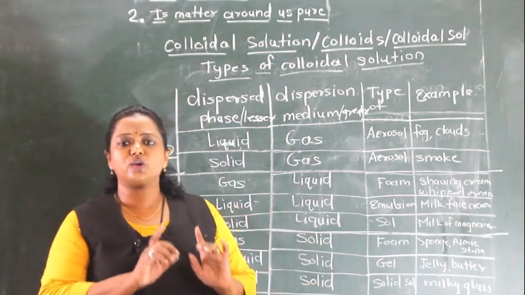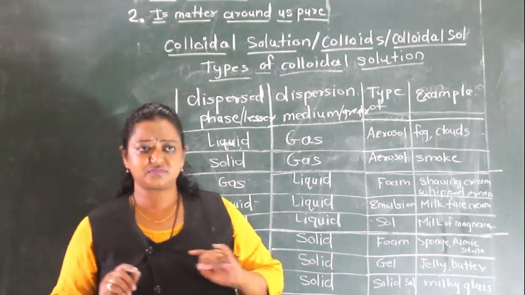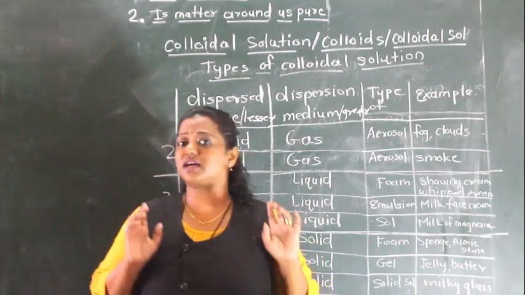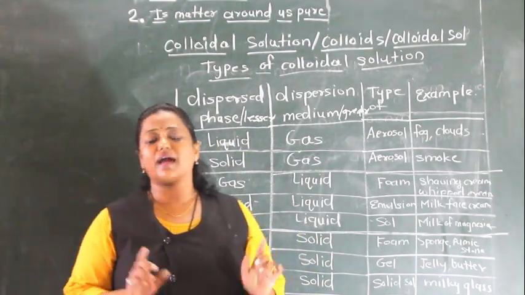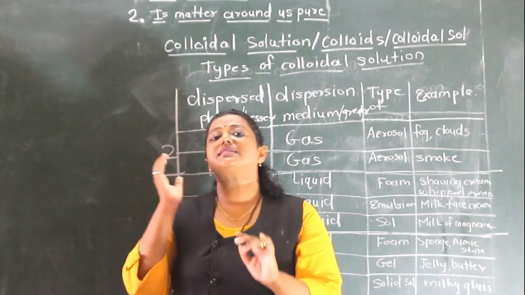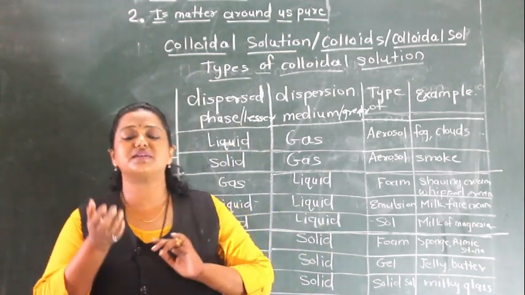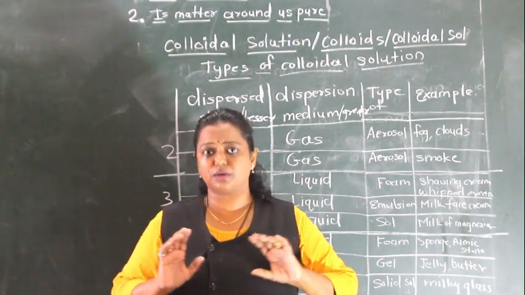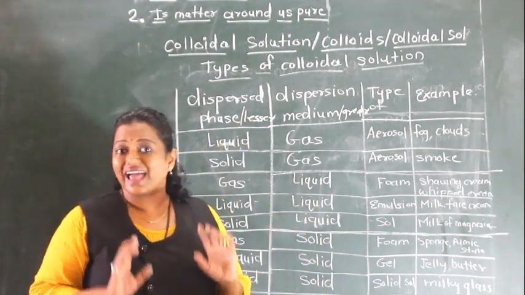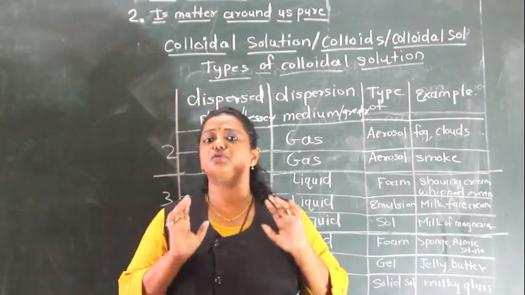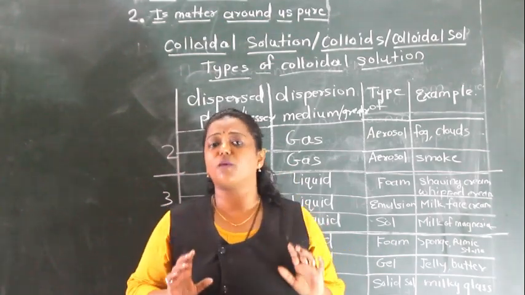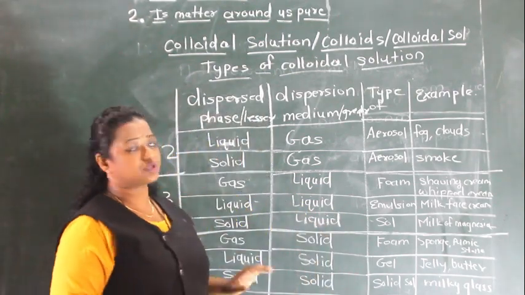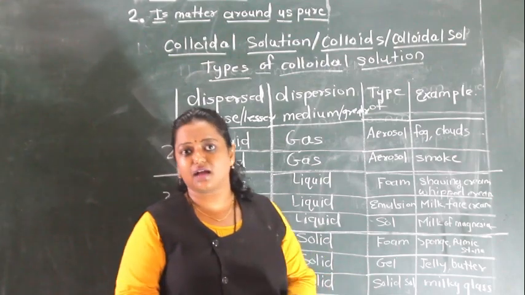The particle size ranges from 1 nanometer to 100 nanometers. The particles in a colloidal solution are of two types, the dispersion medium and the dispersed phase. The dispersion medium is in a greater proportion and the dispersed phase in a lesser proportion. So a colloidal solution is composed of two kinds of components. A gas-in-gas type of colloidal solution is not possible because it will form a homogeneous mixture. So colloidal solutions are always of 8 types, not 9 types like a solution.